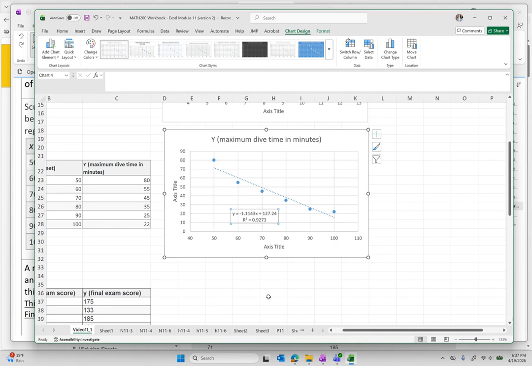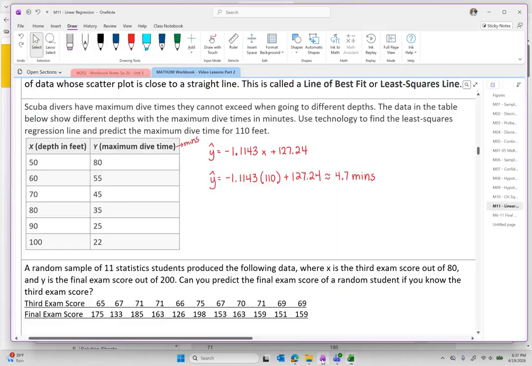So I did guess when I plugged in that the maximum dive time for a depth of 110 feet would be approximately 4.7 minutes. That's when I did the math in my calculator or in Excel or some other way.